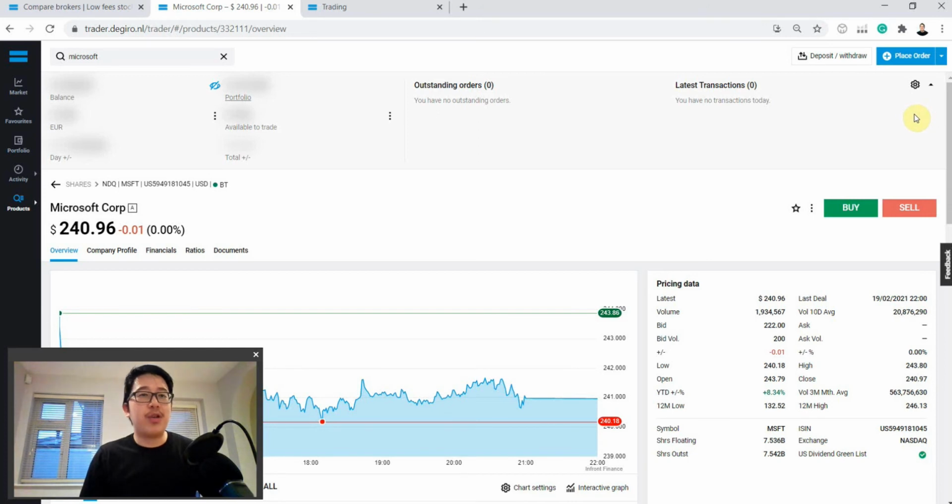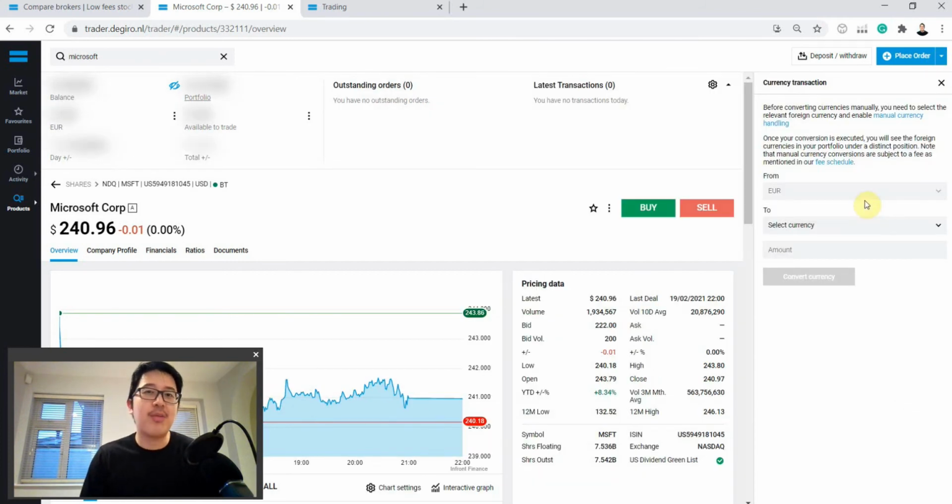And then in future, you decide you want to sell the US shares. What they will do is sell the US shares and convert the US amount back to euros, your home currency. So the default option is the automatic option. They will charge you 0.1% above the spot rate when you use this automatic currency conversion. But if you use the manual conversion option, then they will charge you 10 euros plus 0.02% of the transaction amount.